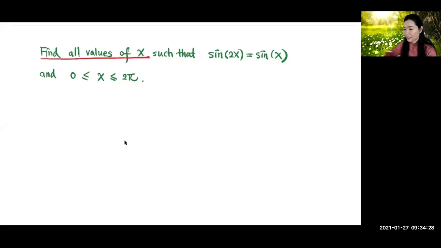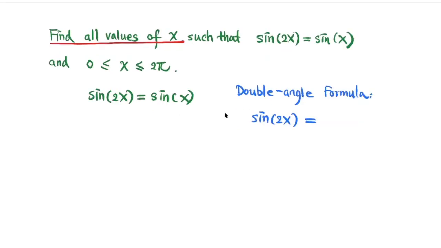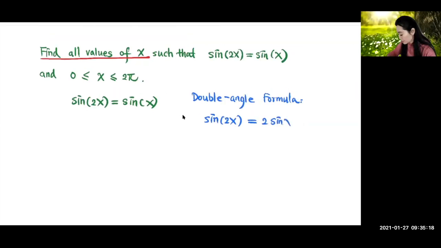And so how do you do this? Now let's put down this equation. Okay, so we have sine of 2x here equal to sine of x. Do you guys remember the double angle formula? It says that sine of 2x is equal to what? Anyone? 2 sine x cosine x, right? Yes, 2 sine x cosine x.